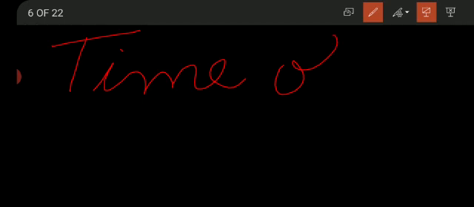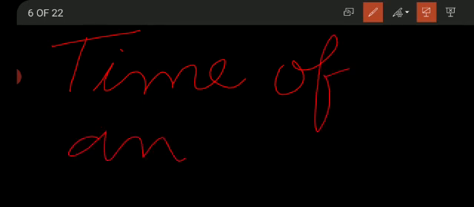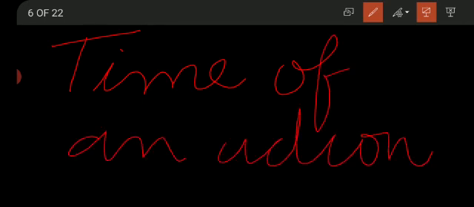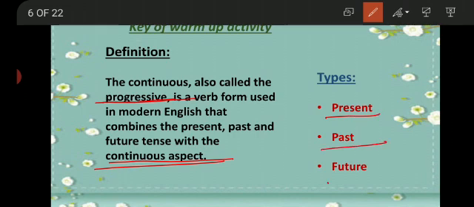Now students, can you tell me what is a tense? Yes, hurry up, recall it. Tense is basically the time of an action. So, according to time phases, there are 3 times: present, past, future. So, obviously, the continuous tense will also be divided into 3 time phases: present continuous, past continuous, and future continuous.